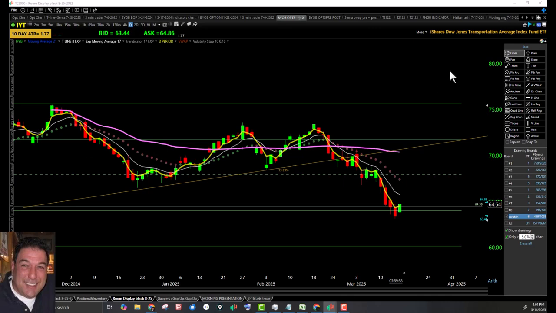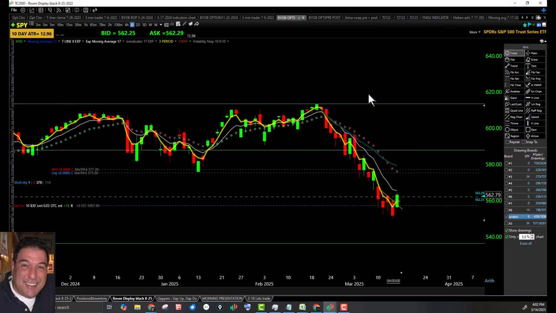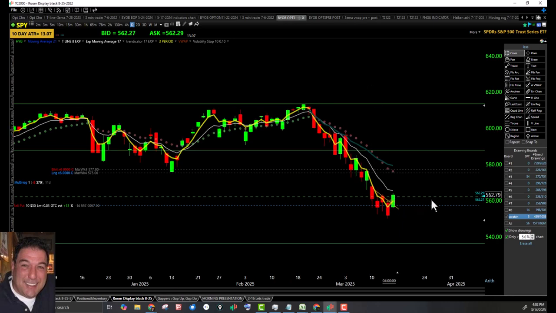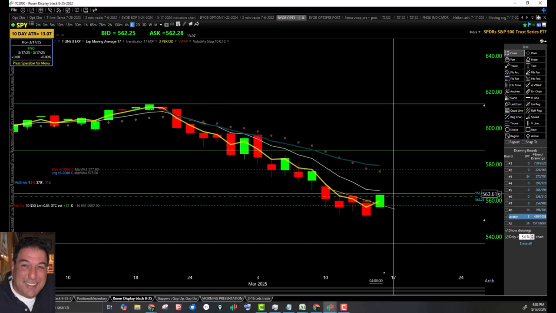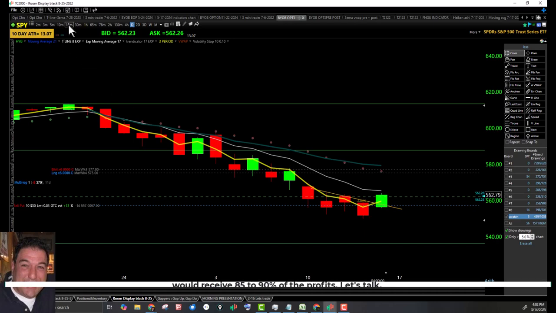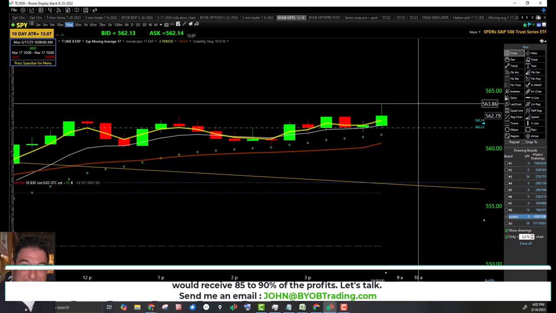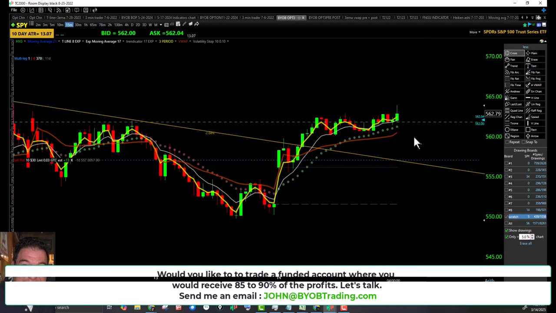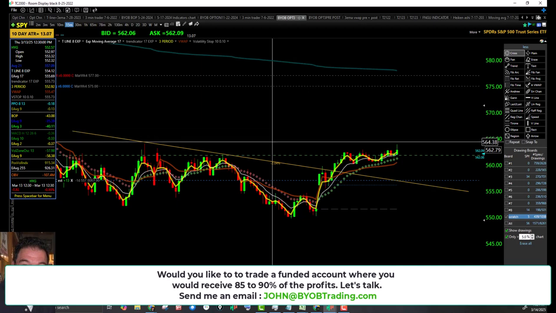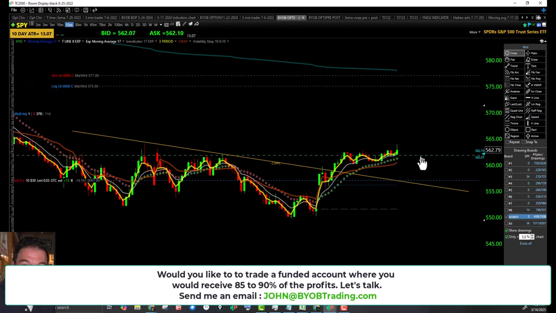Again, the trade to be had was the bullish run up in the SPY. Let's see where the SPY is going to close. Still at 562.79. Go figure. How high did they get? They got up to 564, almost 563.80. Right there. Still didn't make the higher high. Not quite. No cigar there. But they are bull flagging. That's good news.